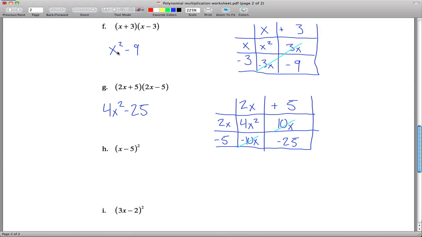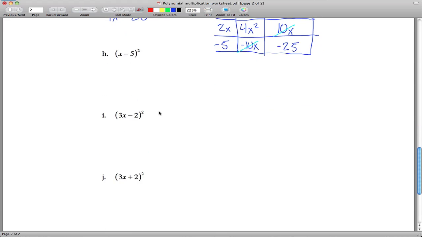And so kind of like this x squared minus 9 was this squared minus this squared, this guy is this squared minus this squared. But again, that's something we'll see later in this chapter. All right, just a few more.